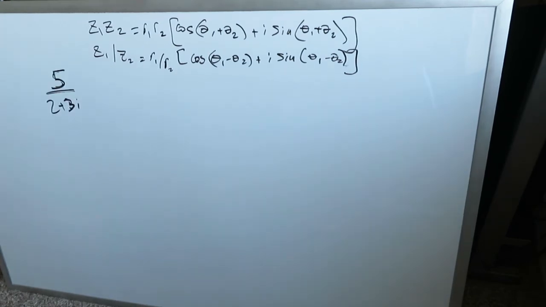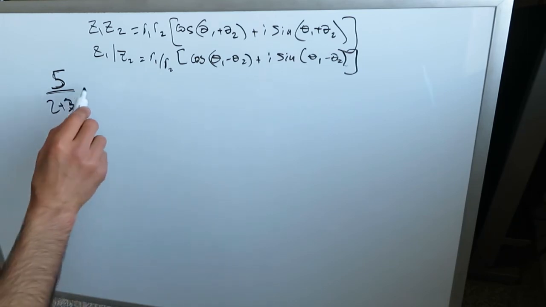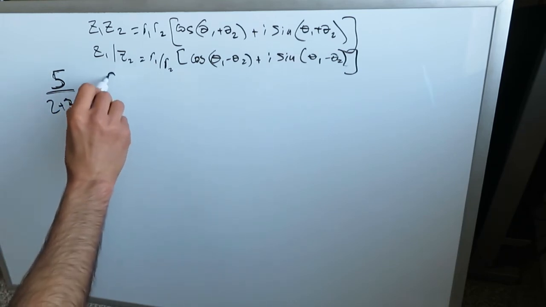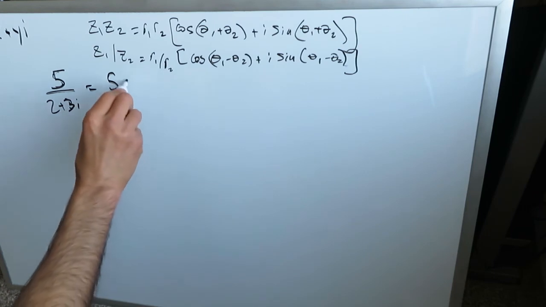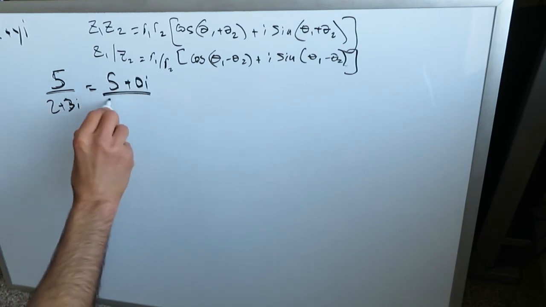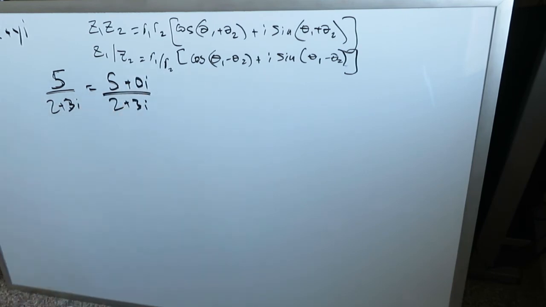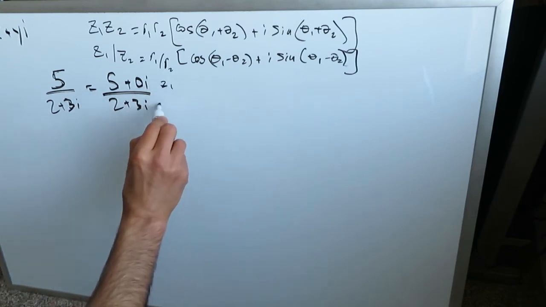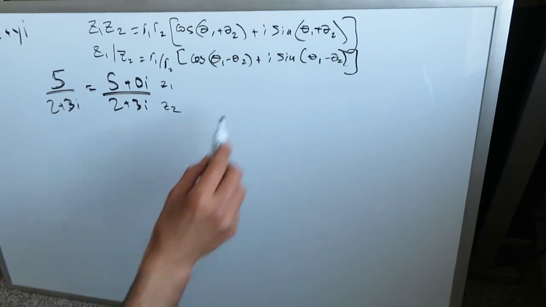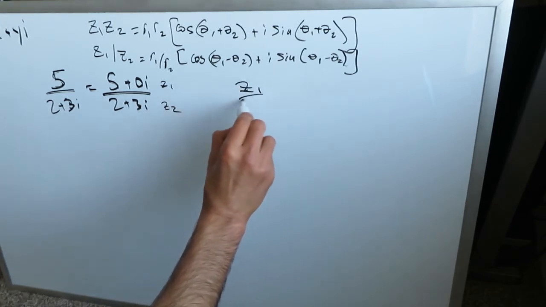Now my question over here is 5 divided by 2 plus 3i. These are two complex numbers but in a divide aspect. You want to always be looking at this in terms of x plus yi. So you're going to rewrite the top as 5 plus 0i, and then of course on the bottom you have 2 plus 3i. Break these into their individual components. This right here is my z1, this right here is my z2, and we have to determine z1 divided by z2.